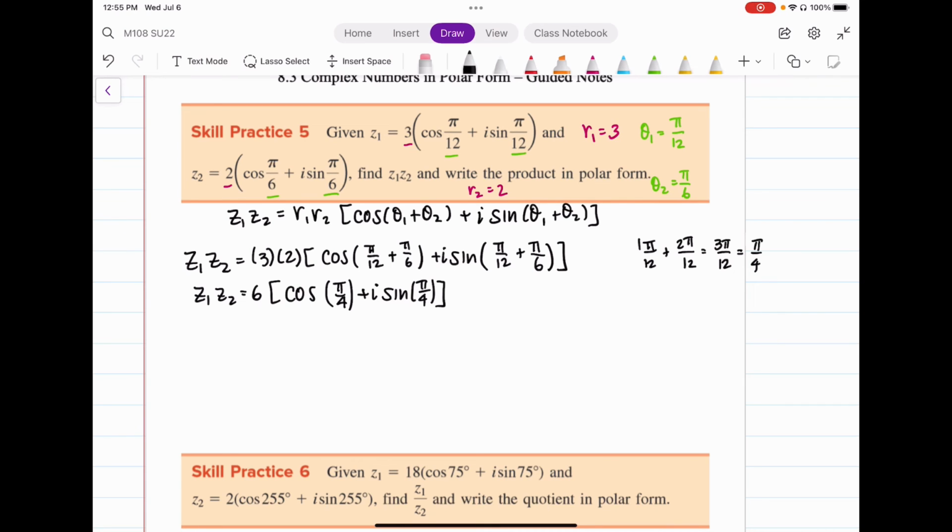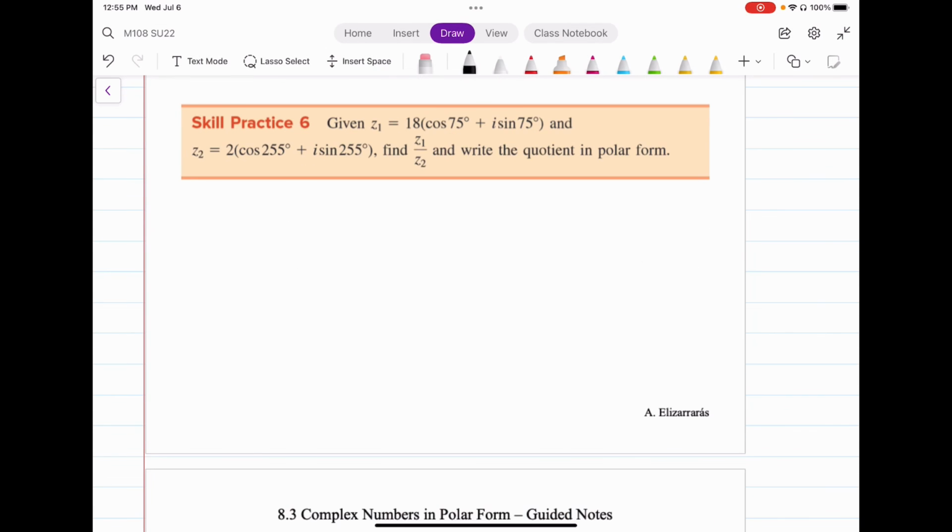The question asks me to write my answer in polar form, which we did. That's polar form. You've got r times cosine theta plus i sine theta. Skill practice 6, we are now asked to find the quotient. Let's recall the quotient formula. z1 over z2 equals r1 over r2 times the cosine of the difference plus i sine of the difference, as long as r2 isn't equal to 0.